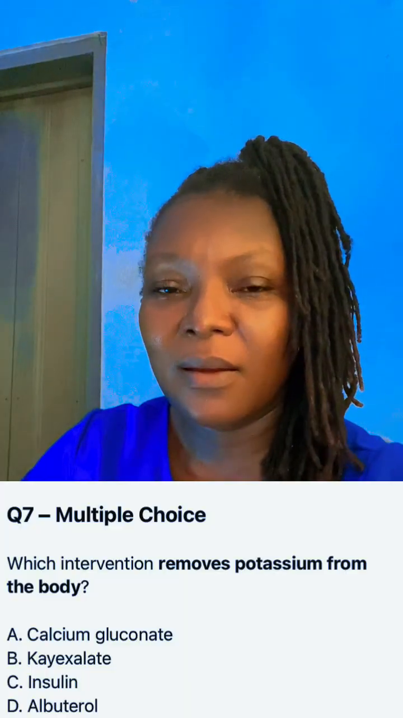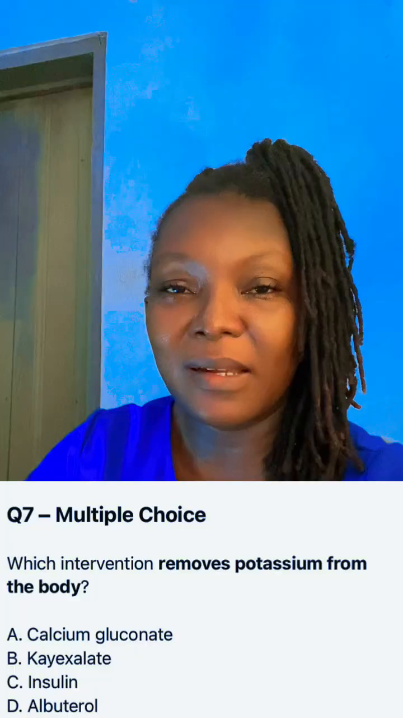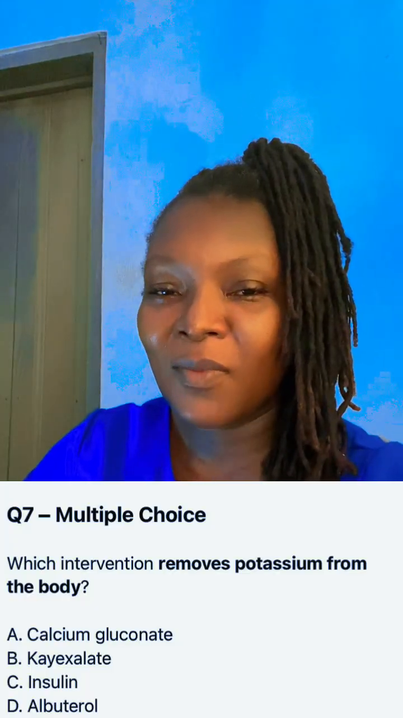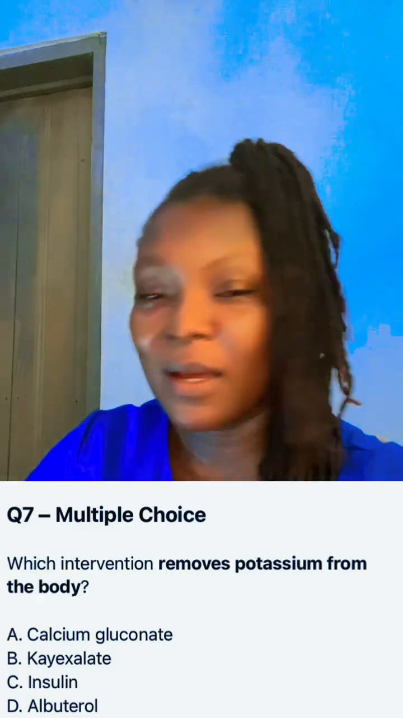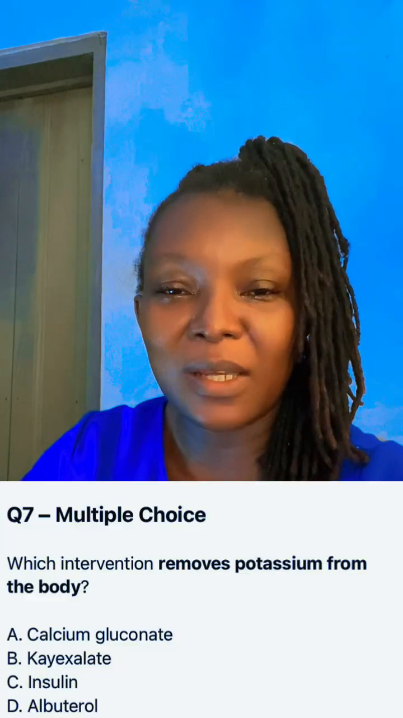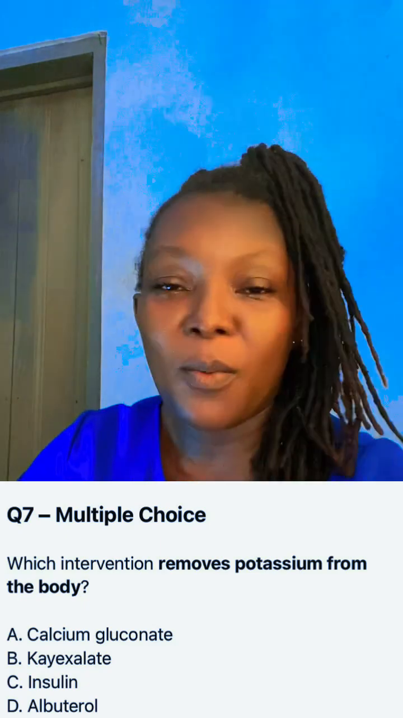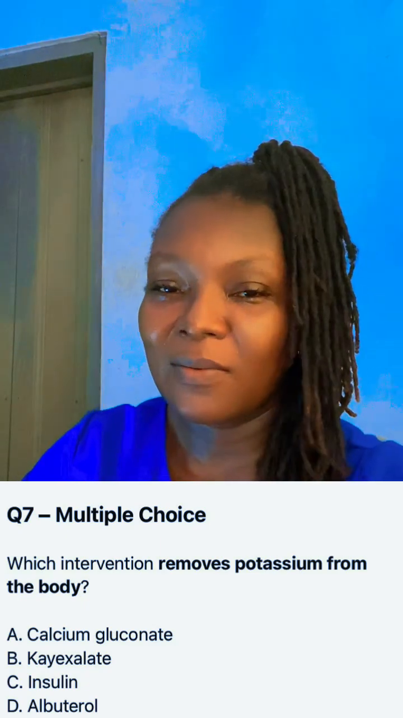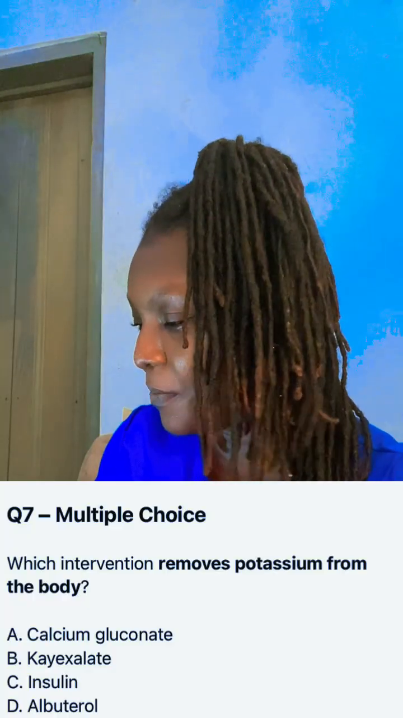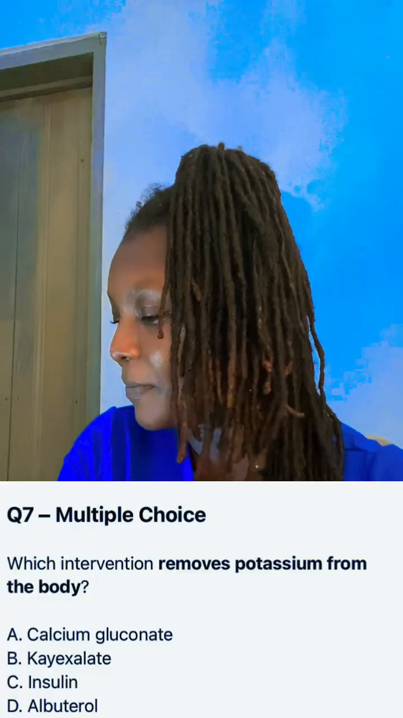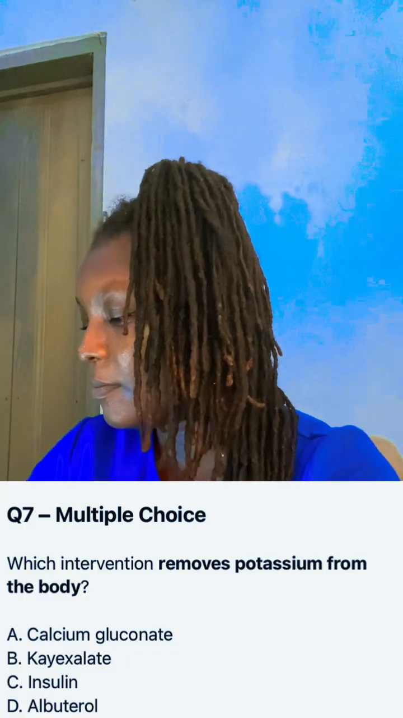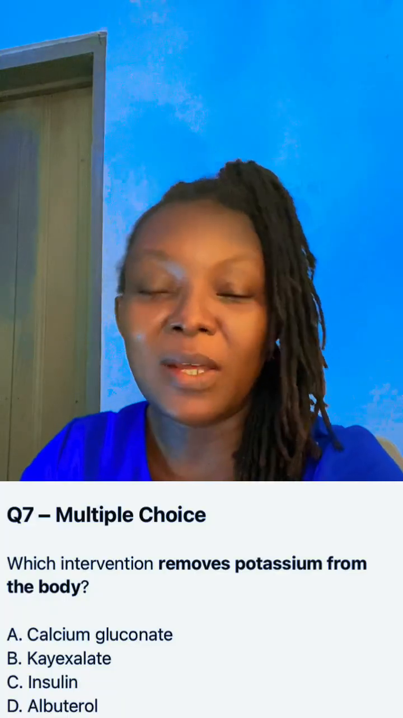How about Kayexalate? We know what Kayexalate does, right? It binds the potassium in your gut and then excretes it in your stool. And insulin, what does it do? Insulin actually enhances the cellular uptake. It shifts the potassium from the blood into the cells. So does it take it out? And then albuterol, what does albuterol do? Albuterol also helps to shift the potassium.